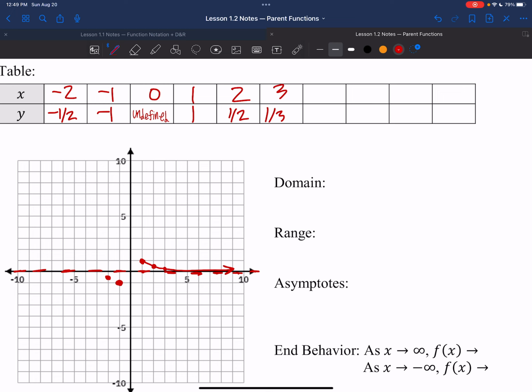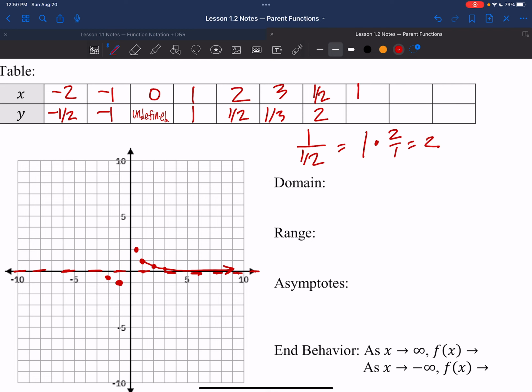But let's test some more points because I don't know what's going on in the middle here or on the left side. So I need a number less than 1. How about I try 1/2? Well, then 1 divided by 1/2. Do you remember how to divide fractions? That's 1 times 2 over 1, which is 2. So at 1/2, it's 2.